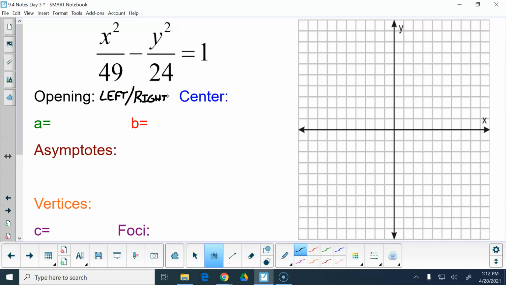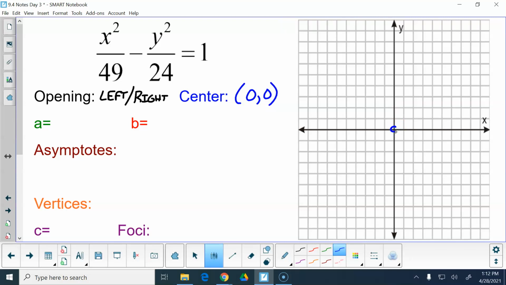Okay. Then we need to determine the center. Where is the center of this one? It is at the origin because there's nothing after the x or the y. So the center is going to be at the origin. Okay.